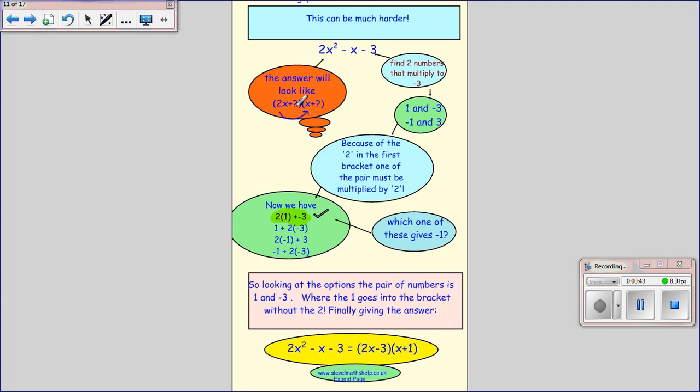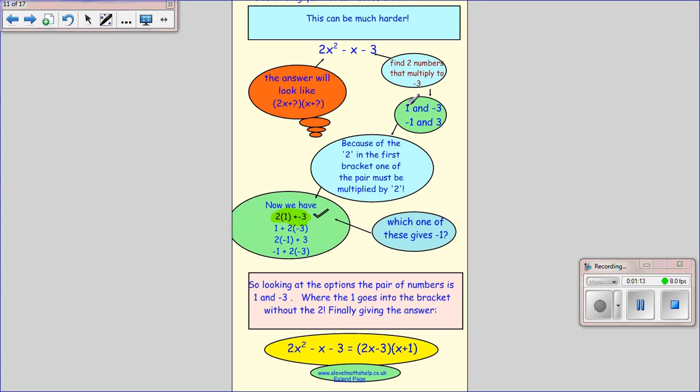Okay, and then we're trying to find out what number goes here and here. So can you see that when we multiply this out, we're going to get the 2x times something. So there's an extra 2. So because of the 2, in the first bracket, one of the pairs must be multiplied by 2. So this time, before we add them together to get our -1, because this is like -1x, we need to multiply one of the pair by 2.